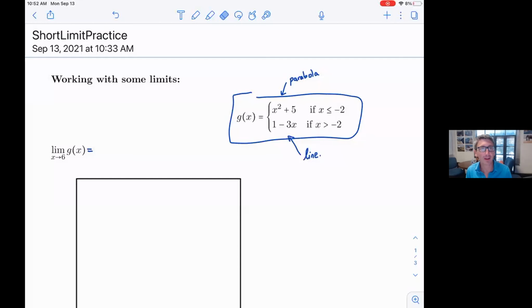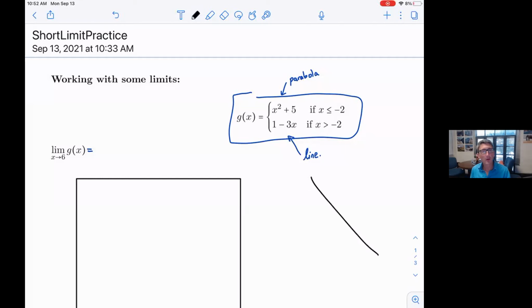All right, hello everybody. Let's do a short video about calculating limits. So our first function is a piecewise function that has kind of two different lives. Part of its life, it's a parabola. Imagine that parabola looks something like this. And part of its life, it is a line.